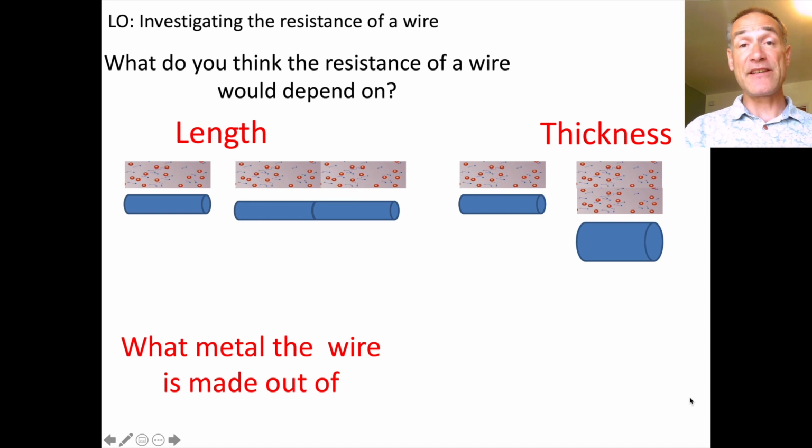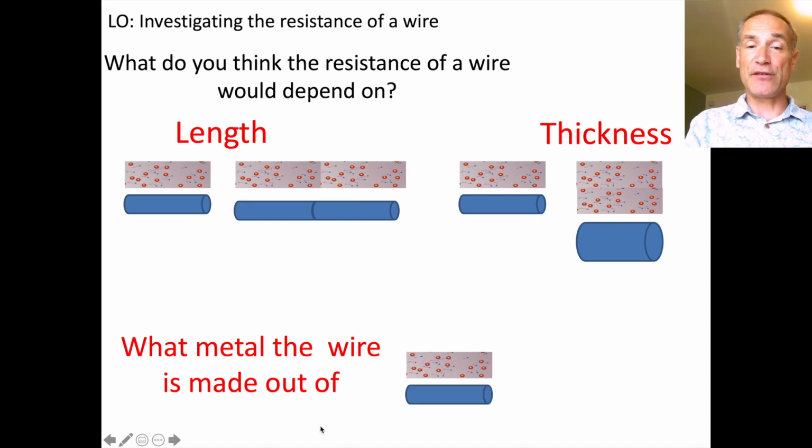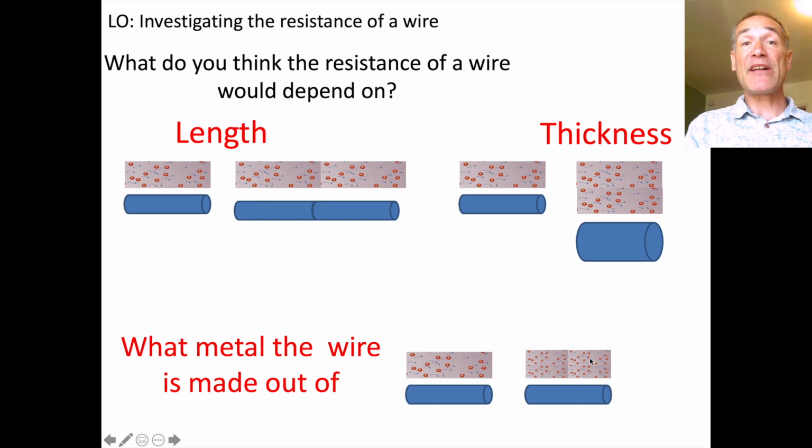And finally, another thing which affects the resistance of the wire is what it's made out of. So different metals have different numbers of electrons in them. So of course, if you have a metal with many more electrons in, then it will conduct electricity better and have a lower resistance. And finally, the last thing that the resistance of a wire depends on is its temperature. So of course, when a bulb heats up to really high temperature to produce white light, its resistance goes way up.